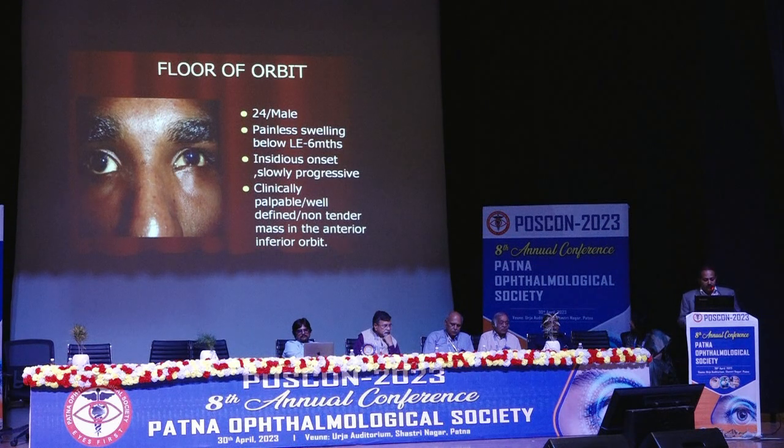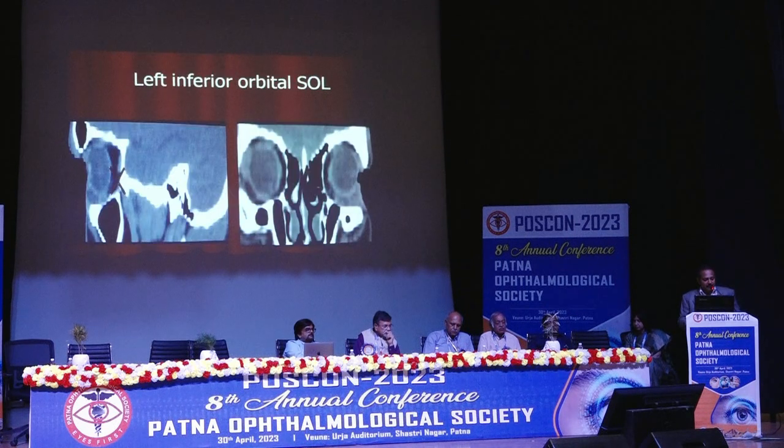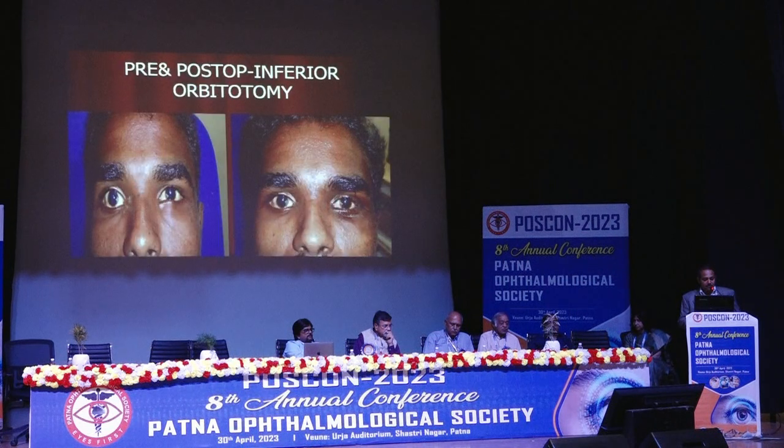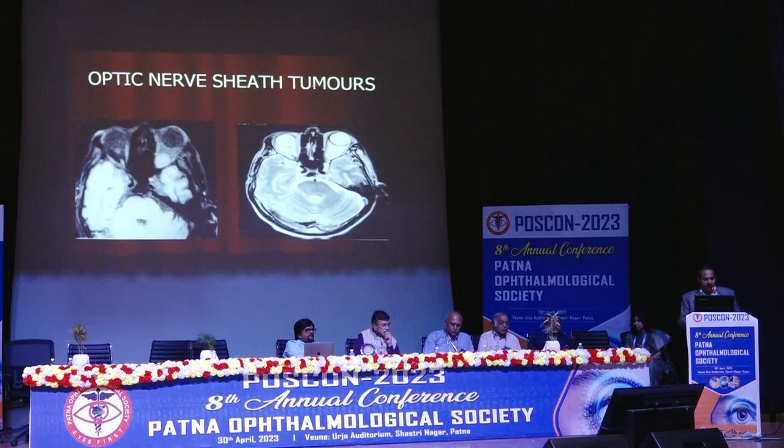And floor of the orbit, on the other hand, can be approached transconjunctivally, like in this 24-year-old male who had painless swelling below the left eye, 6 months duration, insidious onset, slowly progressive, with a palpable mass in the anterior inferior orbit. And that's the mass shown in the CT scan. And that's being removed by transconjunctival orbitotomy, and that's the mass removed in toto. That's the pre and post-op.